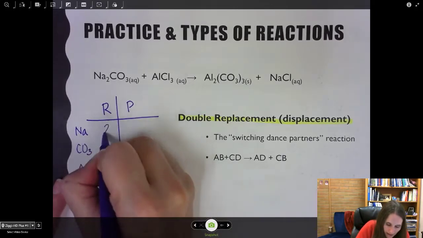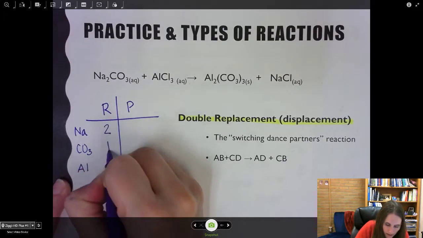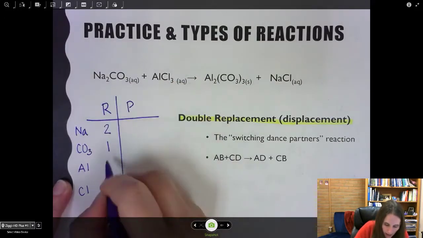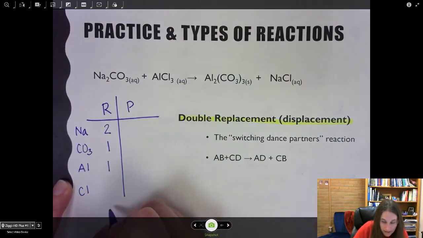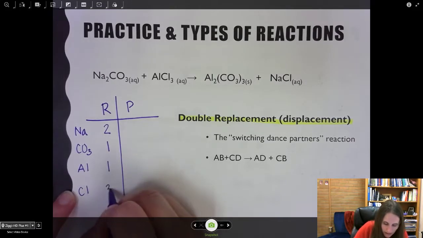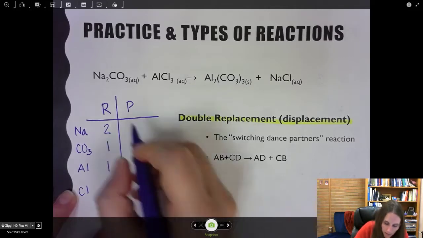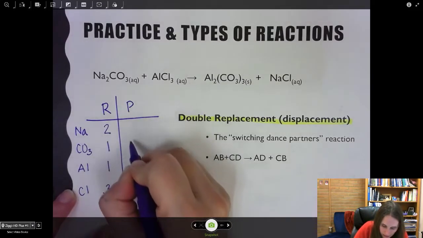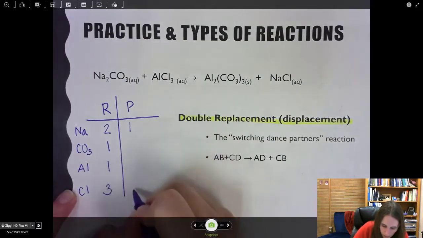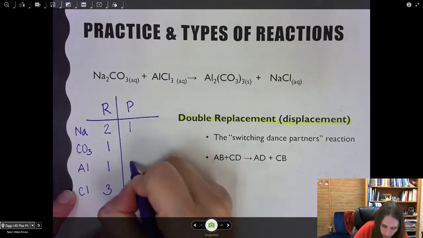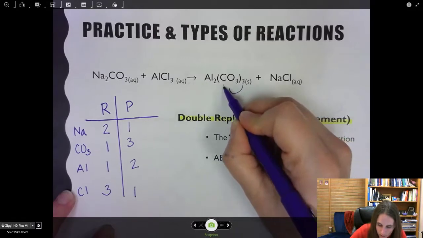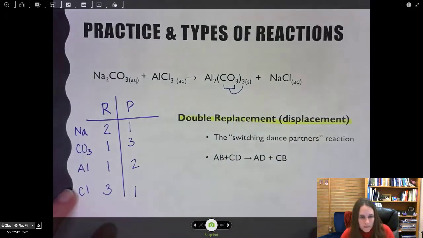On my reactant side, I have 1 carbonate. I have to make sure I think of this as 1 rather than accidentally writing the 3. I think I said that wrong, bear with me: 1 carbonate, 2 aluminum... rather, 1 aluminum, 2 sodium, and then 3 chlorine. On my product side, I have to jump down and make sure I'm on the right one: 1 sodium, 1 chlorine, 2 aluminum, and 3 carbonate. The 3 multiplies through this whole thing, so I have 3 of those carbonate ions.